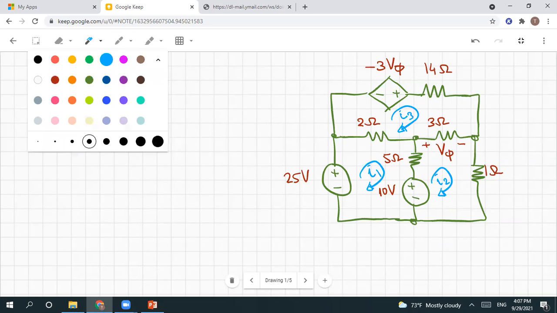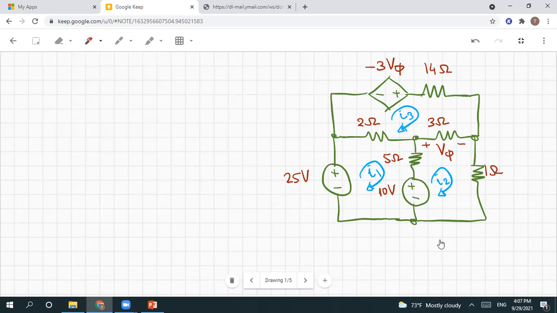And now I need to write KVL for all of them. So I will start with mesh 1, then mesh 2, then mesh 3. I will start with the voltage source. So please look at the voltage source. Will it be negative or positive? Negative. Why? Because the current is going through the negative side, the voltage rise. Okay, thank you. So now the 2 ohm resistor, what is the current in the 2 ohm resistor?